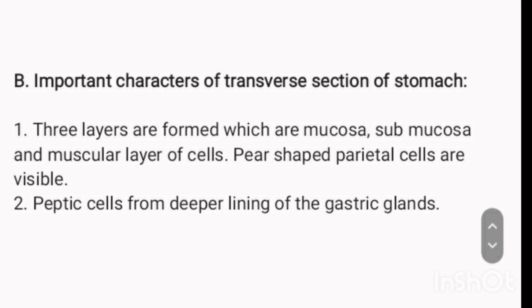B. Important characters of transverse section of stomach. 1. 3 layers are formed, which are mucosa, submucosa and muscular layer of cells. Pear-shaped parietal cells are visible. 2. Peptic cells form the deeper lining of the gastric glands.